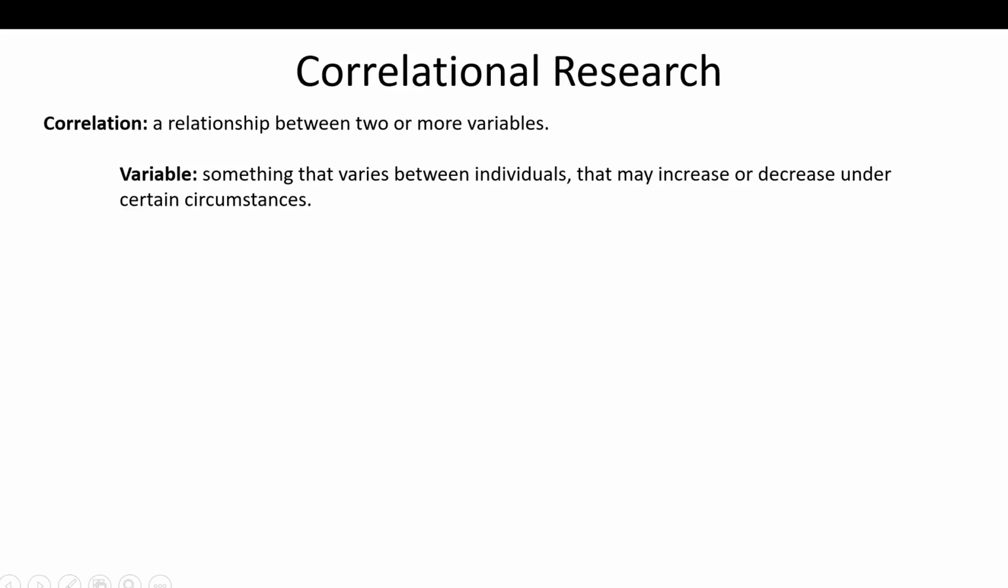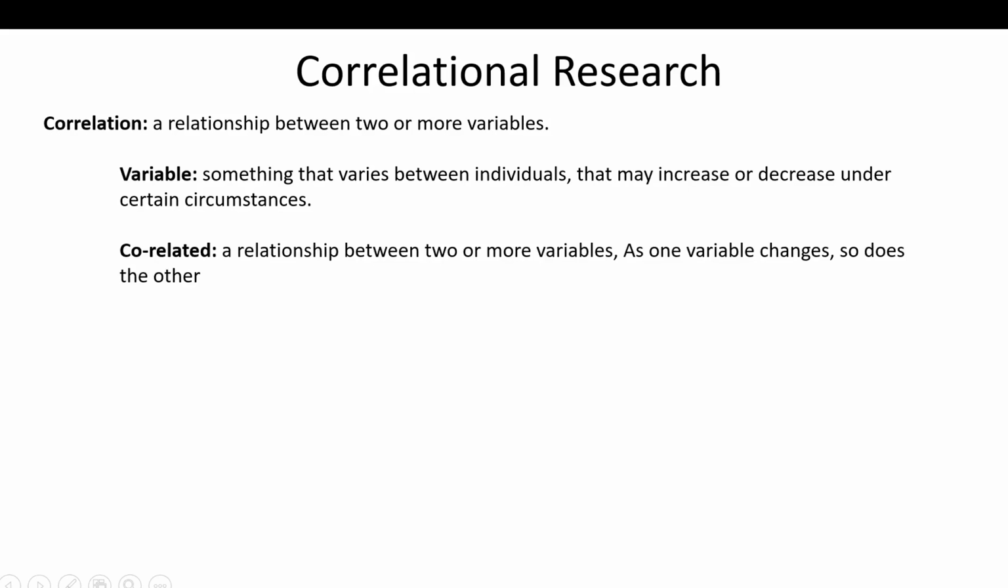Hi class, in this video I'll be going over correlational research and experimental research. So in correlational research, it is a relationship between two or more variables. To break this down, a variable is a term used by researchers that means something that varies between individuals, which may increase or decrease under certain circumstances. And these variables may be correlated, meaning that there may be a relationship between two or more variables. As one variable changes, so does the other.